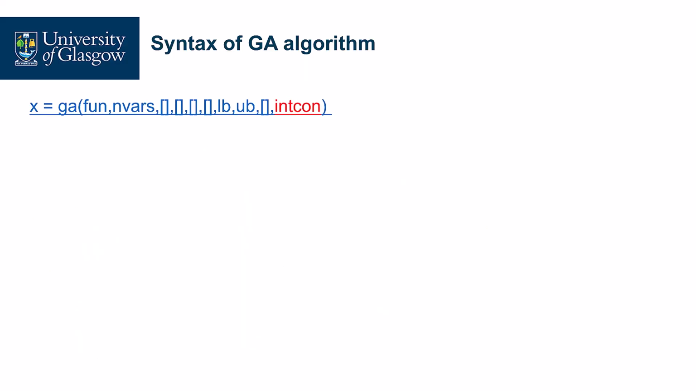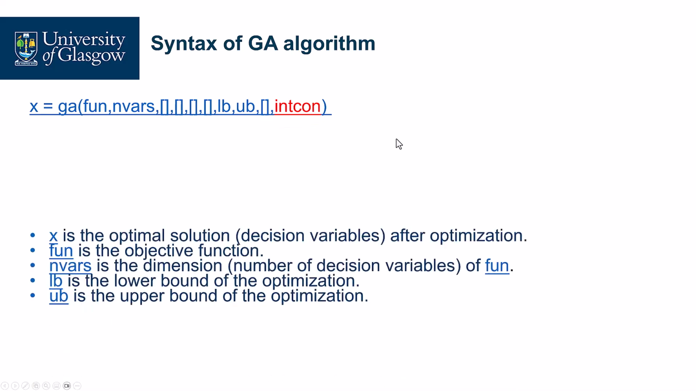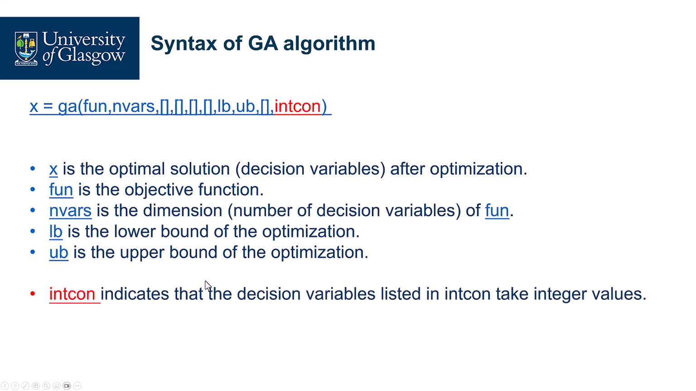Sometimes, when some of the variables are integers, you can use intcon. See this location, also after the empty square brackets for the nonlinear constraints. The intcon indicates the indices of the design variables listed in intcon, and these will be integer values. For example, if you want your second variable to be an integer, you can write 2 here. This means the second variable will be an integer.